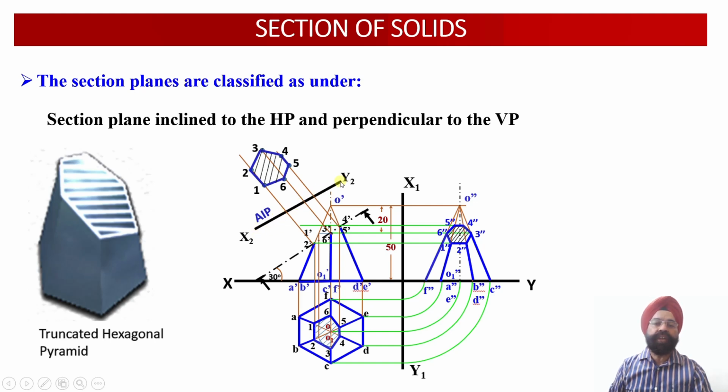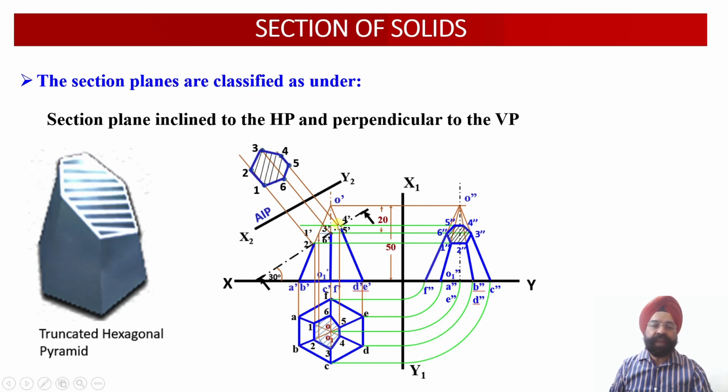we draw an auxiliary inclined plane parallel to this cutting plane, and whatever projections of points of intersection are drawn onto this AIP in the form of the auxiliary plan, these projections will provide us with the true shape of the cut section, which is this one. So we can see over here that this true shape is bigger than the apparent shape obtained in the top view, as well as bigger than the apparent shape obtained in the side view.